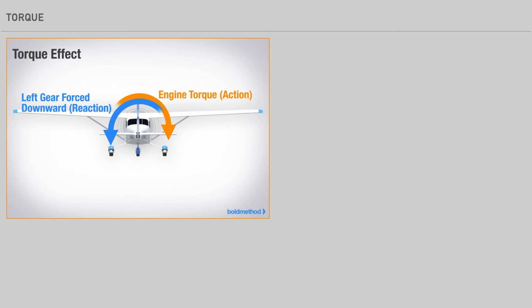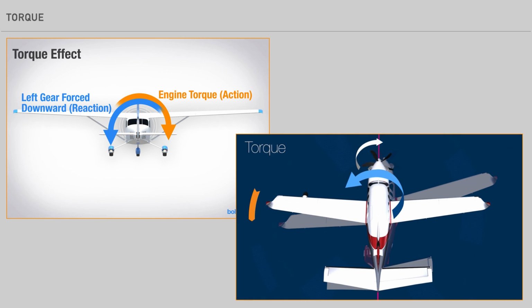Torque is the result of the engine rotating. On the ground, this causes a left turning tendency due to increased friction on the left wheel from the clockwise rotation of the engine and propeller. Once airborne, the rotation of the propeller causes the plane to roll left along its longitudinal axis.